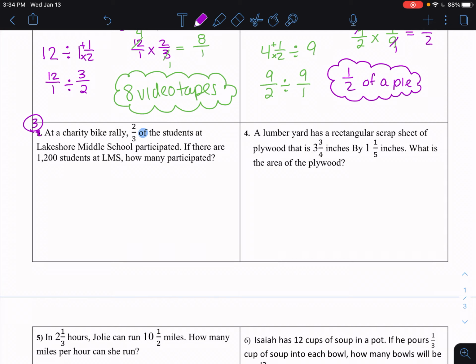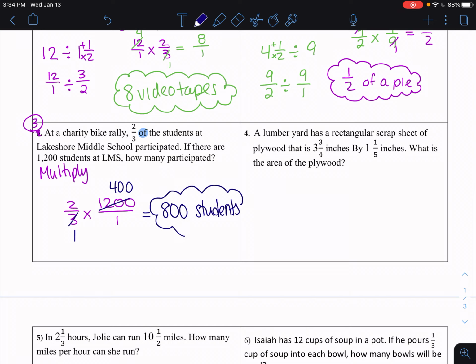Well, 2/3 of the students means multiply. So I'm going to do 2/3 times 1,200. Well, I'm going to put that 1,200 over 1. And I'm going to look at, can I cross cancel? In this case, 3 and 1,200 do have something in common. So 1, and this is going to be 400. And 2 times 400 is 800 students. To answer the question, how many participated? 800 students.